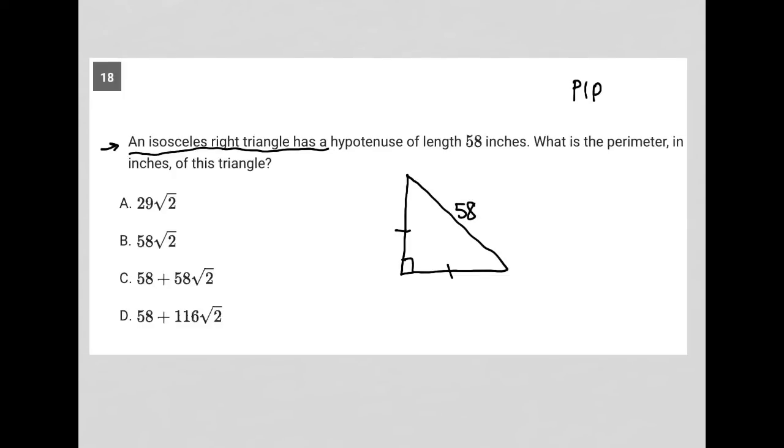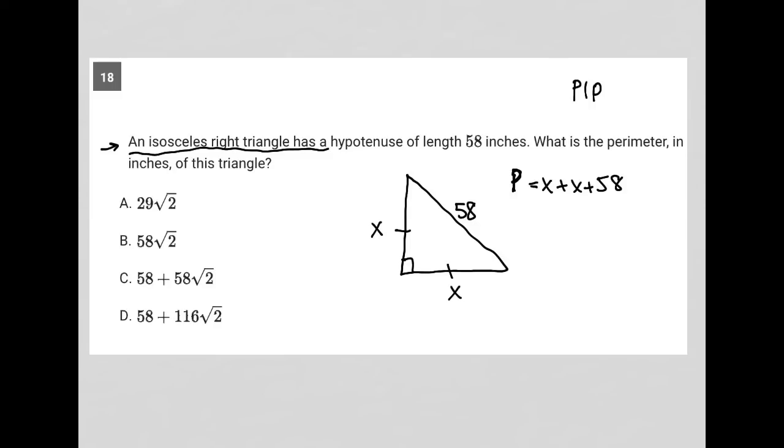What is the perimeter in inches of this right triangle? Okay, so perimeter would just be to add this unknown value x plus this unknown value x plus 58, right? So x + x + 58 should equal the P for perimeter. Well, how do I find what these x values are?